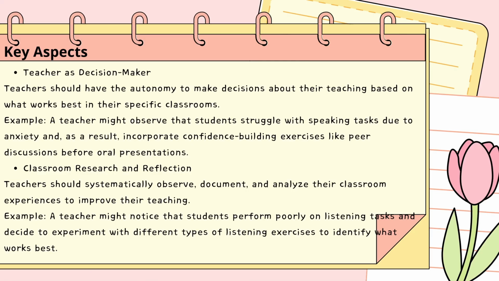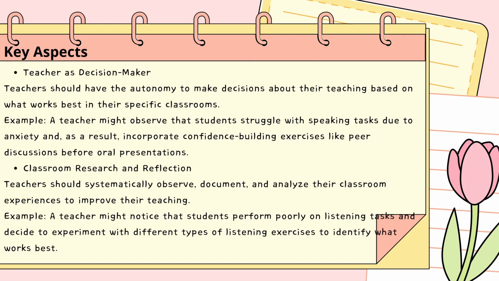And here are some of the key aspects of the practicality. So first, teachers as decision makers. Teachers should have the autonomy to make decisions about their teaching based on what works best in their specific classroom. So for example, a teacher might observe that students struggle with speaking tasks due to anxiety, and as a result incorporate confidence-building exercises like peer discussions or group discussions before the oral presentations.